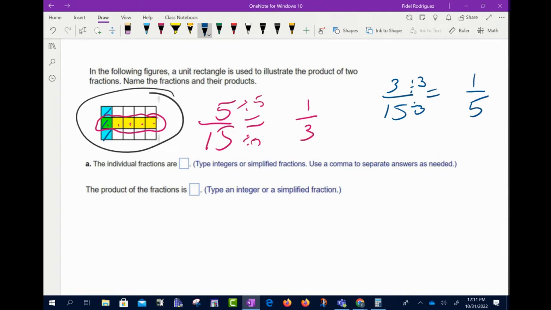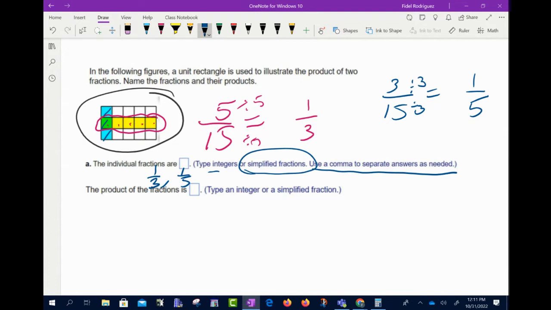Okay. So what are my 2 individual fractions? My 2 individual fractions, y'all, are 1/3 and 1/5. Okay. So I want you to notice what the directions here say. It says type the integers or simplified fractions. Obviously, we're using simplified fractions. And it says use a comma to separate my answers. So I put 1/3, comma, 1/5.